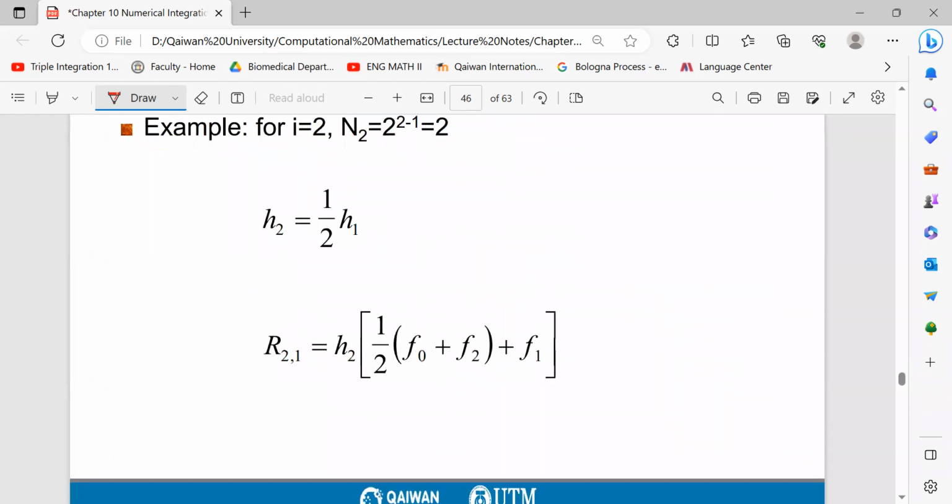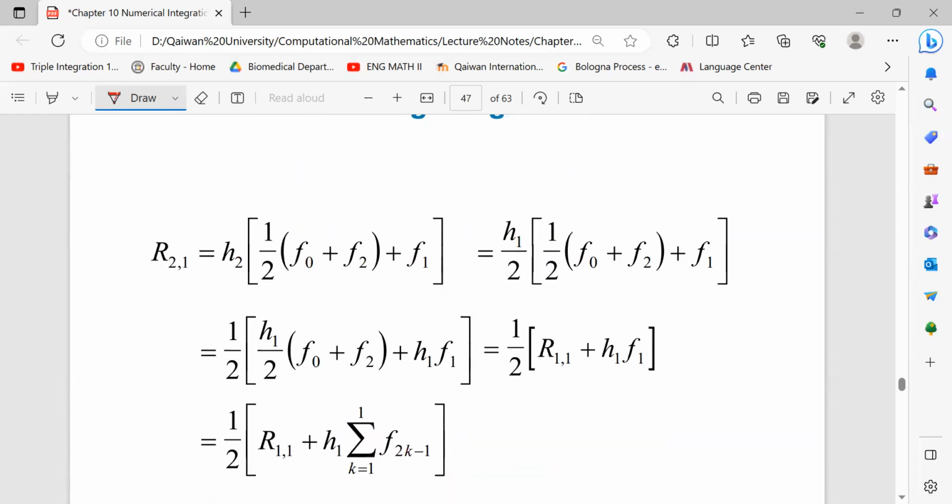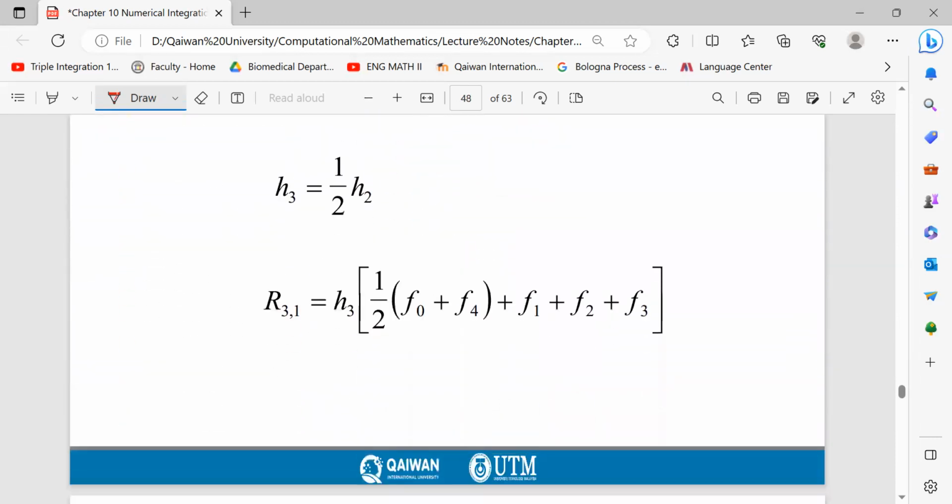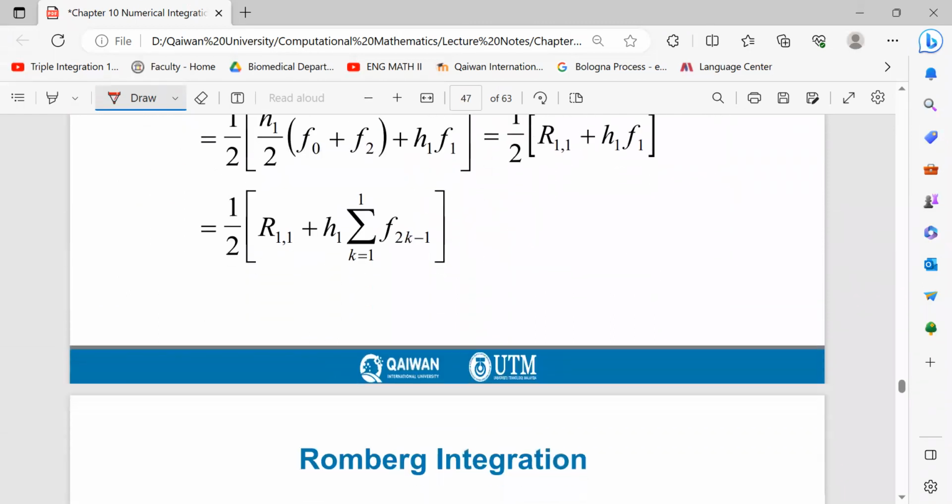Now, you see, we have R21. R21 is h2 times 1 over 2 of f0 plus f2, and then plus f1. We multiply the sum of these two by a half and then plus f1. This is R21. We now write down R21 based on R11.